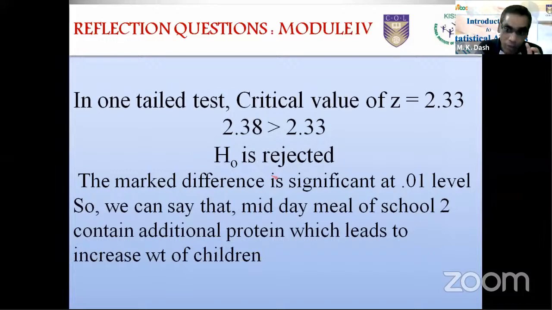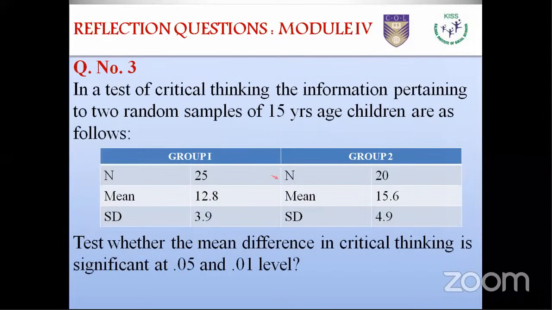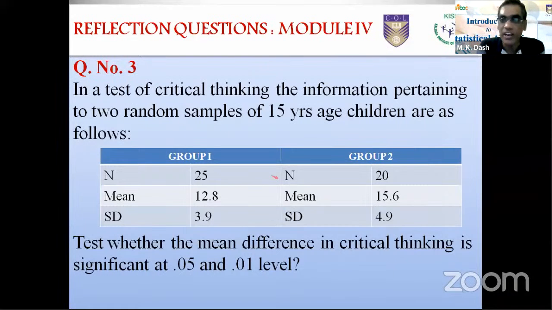So on the basis of this analysis, on the basis of this result, we can make inferences that the mark difference is significant at the 0.01 level and the midday meal provided in the school must contain additional protein. In saying so, we are 99% correct, only 1% we may be wrong in giving this statement.